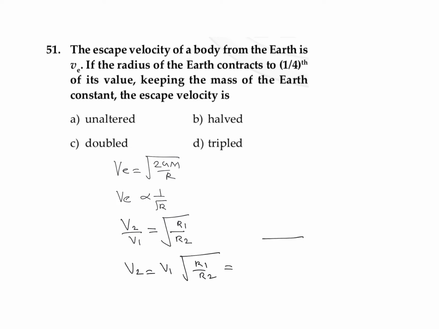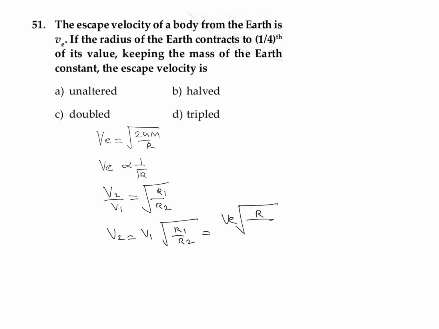So you can write escape velocity in the first situation, let's say that is VE, and in the first situation the radius was r. And in the second situation, it is given that the radius of Earth is contracted to 1/4 of its value, so now the radius becomes r divided by 4. Or you can write this as VE into root of r divided by r by 4, this r gets cancelled, root of 4, which we can take as 2 times the escape velocity. Or we can say that this escape velocity is going to increase by 2 times, or it is getting doubled.